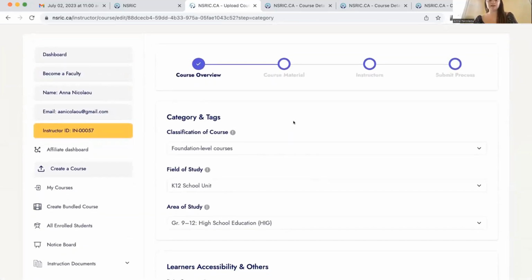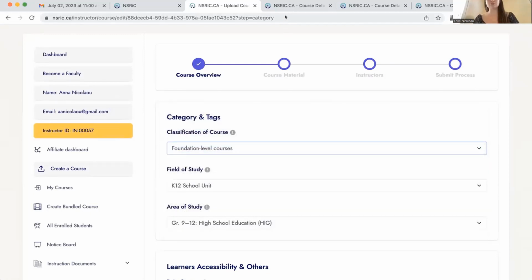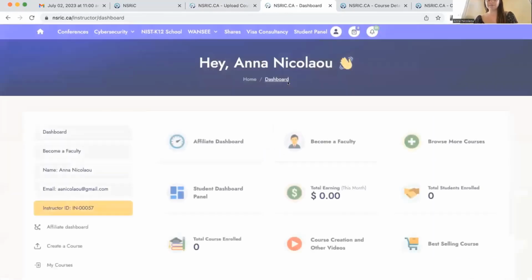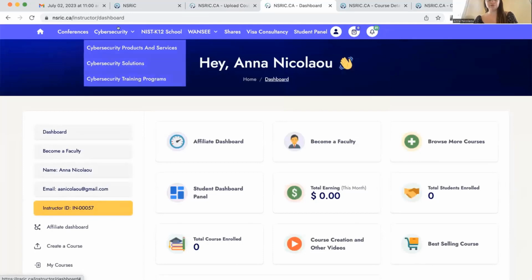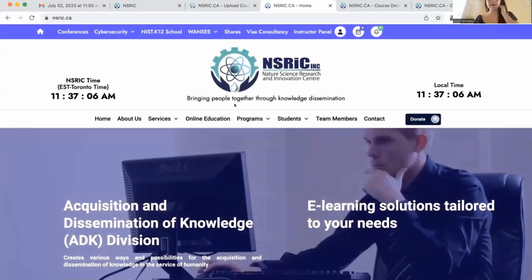Okay, so now we're going to classify the courses. So there's all these different types of courses. So how do you know if your course is advanced level or Canadian immigration workforce training courses or executive foundation level, whatever it is? Well, there's actually some guidelines over here, which I'll show in a sec. Let's go to instructor panel. And then let's go to the home, actually. I think it was at the home where it was.